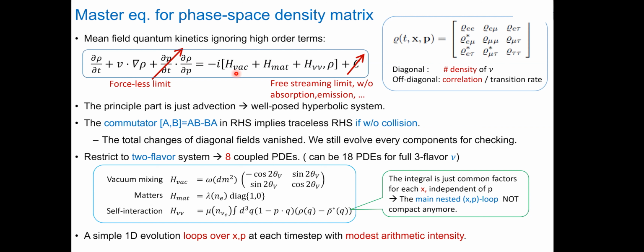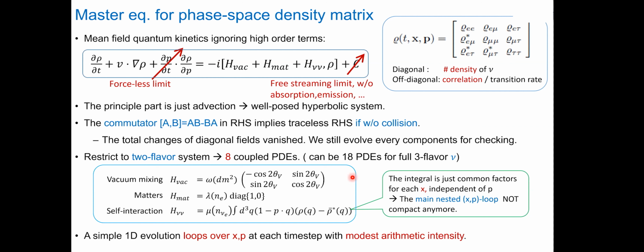If you look at the right-hand side, this bracket is actually the commutator: the bracket AB is equal to AB minus BA. That means the right-hand side is actually traceless if we ignore the collision terms. But in practice, we still consider the trace part just for numerical checking. One of the challenges is that there are many components. The matrix-valued density matrix involves 9 real components for the neutrino and another 9 for the anti-neutrino. So for the full 3-flavor system, there are 18 partial differential equations. Even if we restrict to a 2-flavor system, where we only consider a 2x2 matrix, there are still 8 coupled PDEs. That causes a lot of memory challenges to the simulation.